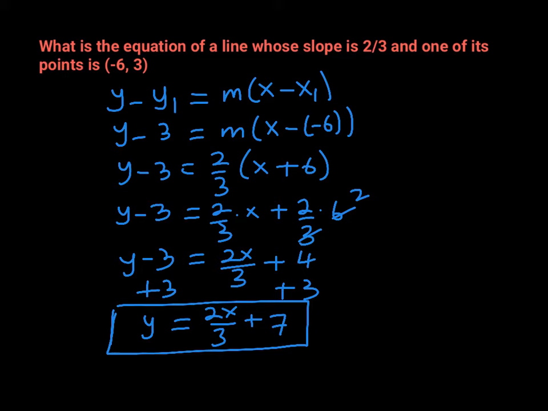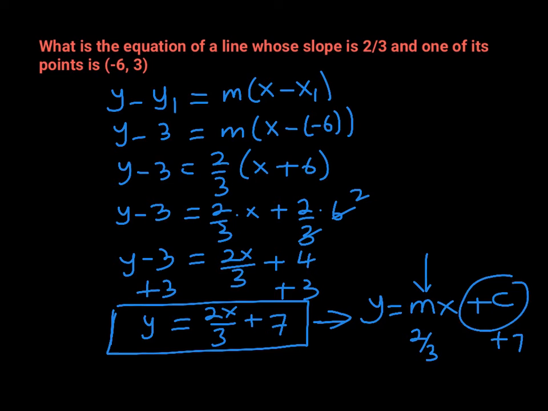Remember, this form of equation looks like what? The slope intercept form. y is equal to mx plus c. The m represents the slope, and here it is 2 over 3. And the point at which the line intercepts the y-axis is plus 7. That's the c. So that's the y-intercept there.